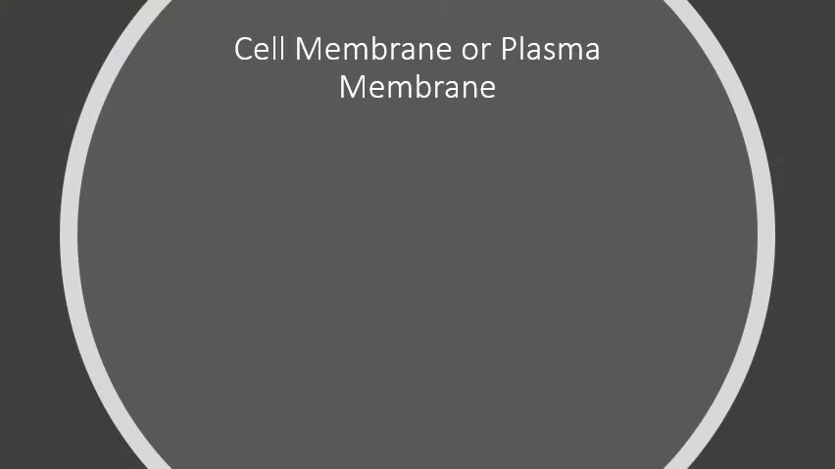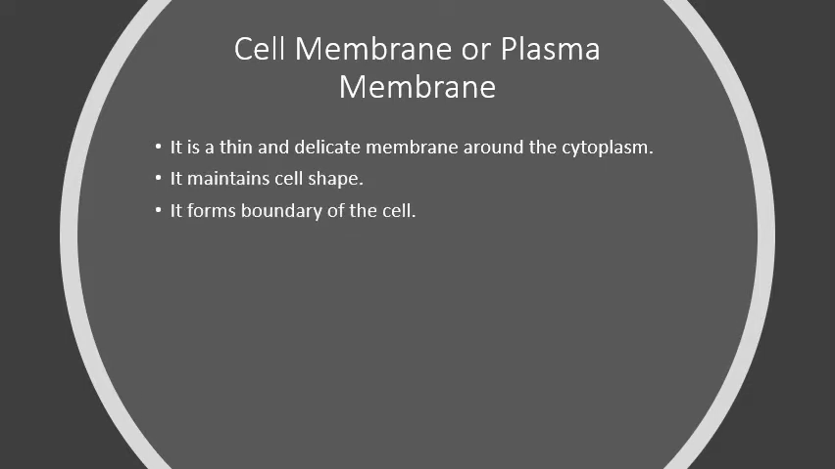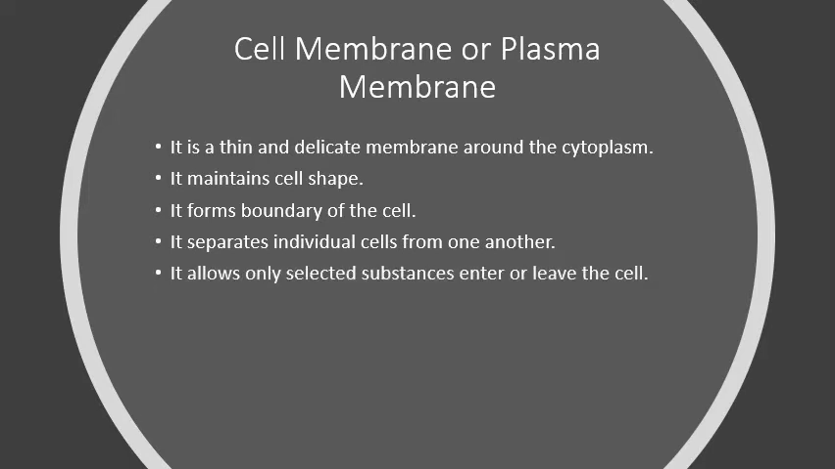What is the cell membrane? It is a thin and delicate membrane that is found around the cytoplasm. It maintains the shape of the cell. It forms the boundary of the cell, and it also separates individual cells from one another. Apart from all these, it also allows only selected substances to enter or leave the cell.